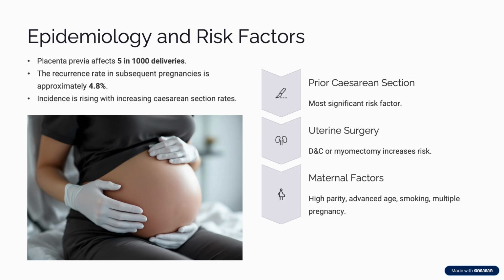Obviously, prior cesarean section, the more cesareans, the higher the risk of placenta previa. Any uterine surgery, such as D&C or myomectomy, increases the risk. Same with accreta, high parity, advanced maternal age, smoking, and twins. Because with twin babies, the placenta is bigger, so it's more likely to be low lying.